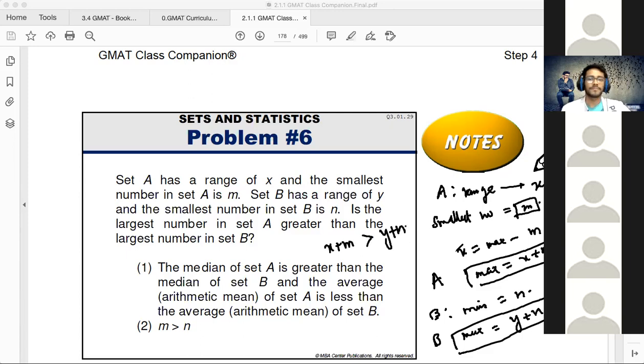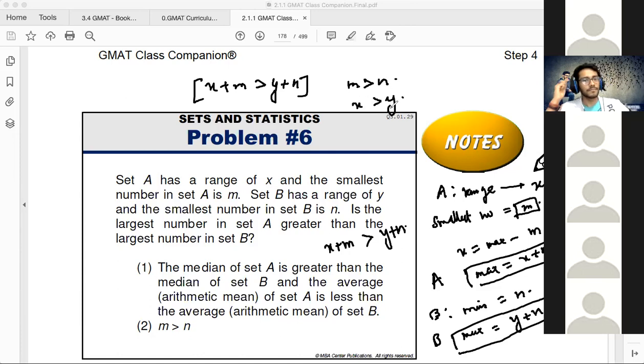When will this be greater? Anyone tell me the general maths. When will this be greater? When M is greater than N and X is greater than Y, right? Say 2 plus 3 is greater than 1 plus 2, I can say. 2 is X, 1 is Y. So 2 is greater than 1 and M is 3, 3 is greater than 2. Okay, now, first question. Second statement is correct.